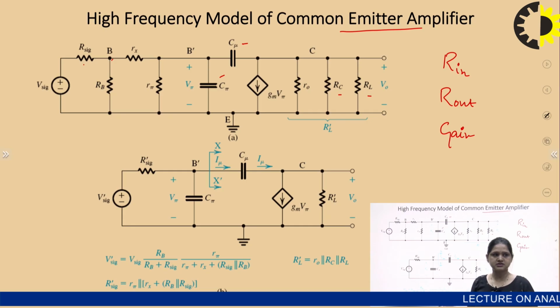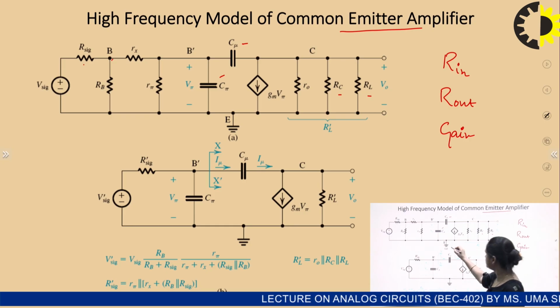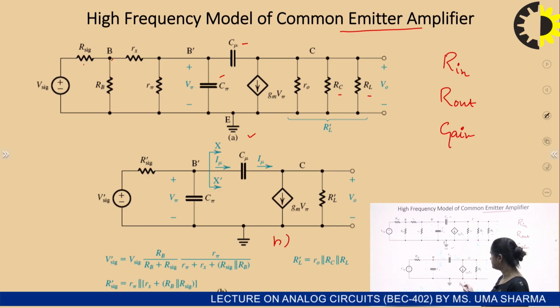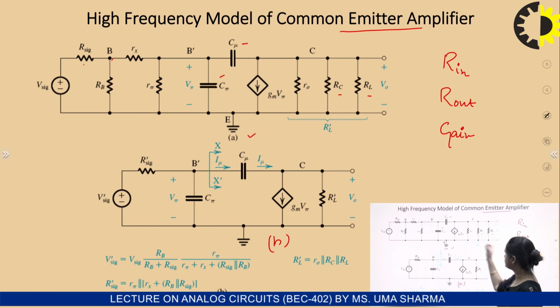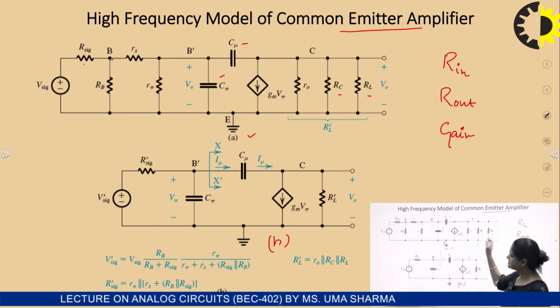So the analysis is the same. Using this model, because there are so many components connected at input and output, we have simplified this diagram. So this B diagram is the simplification of A. So let's see how we have simplified it. First, see at the output side.